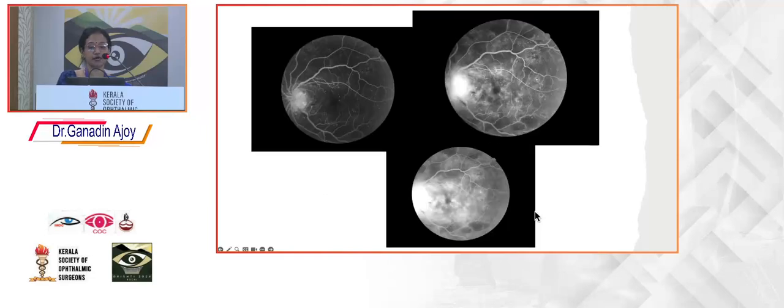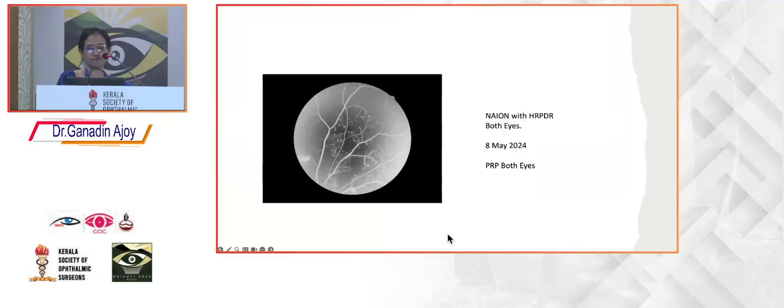This was on 6th May. The left eye also shows a sectoral or segmental disc edema with late leaks, far more in the left eye. He also has associated new vessels. So this is both-eye NAION with HRPDR in both eyes. This is on 8th May. He underwent PRP in both eyes.